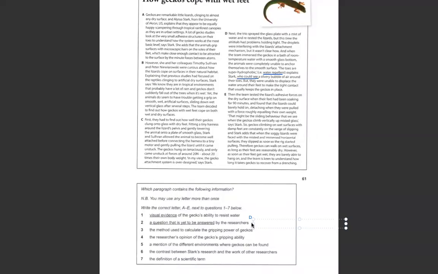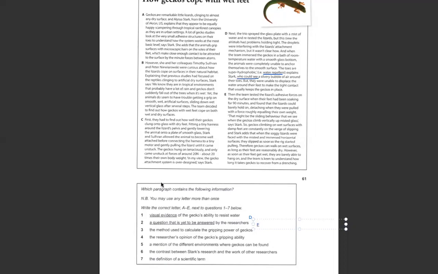All right, number 2, the question that hasn't been answered yet. Anyone got the answer for number 2? Okay, quite a few of you said B. All right, maybe you said B because of the word yet, but this is not a question. It just says yet the animals do not seem to have trouble getting grip. This is not a question. The correct answer here is E.